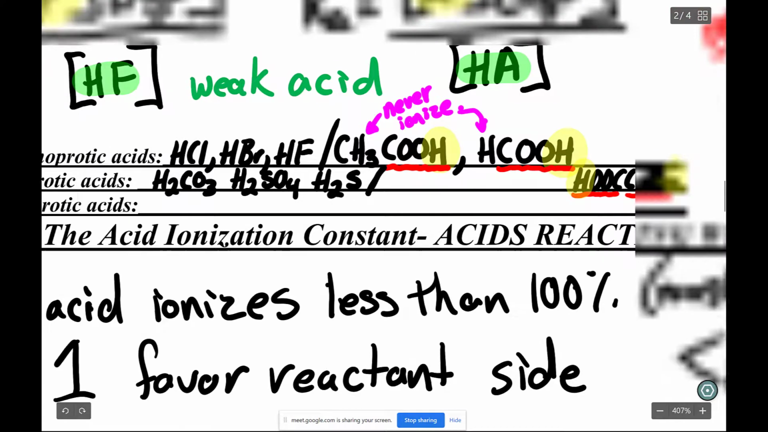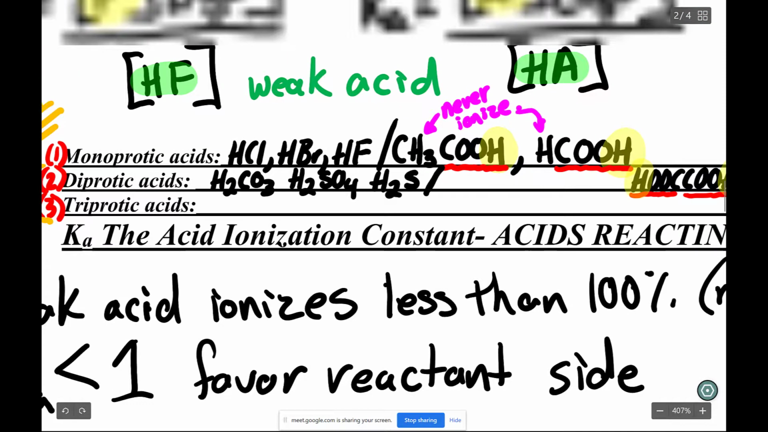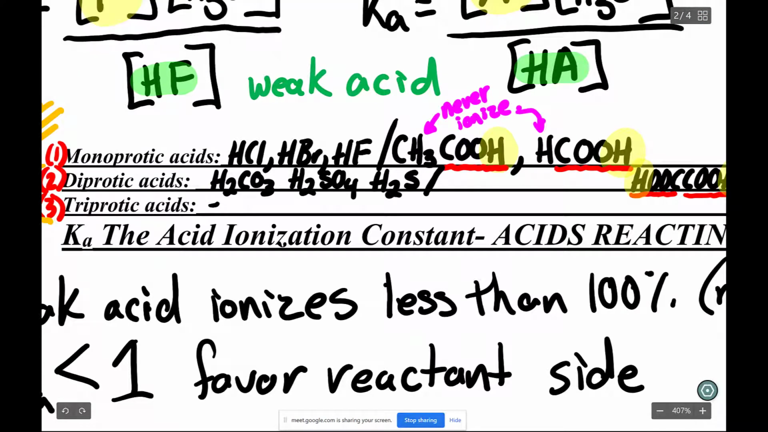Triprotic, of course, would be with 3 hydrogens. So H3PO4 is probably the most common one. You can also have citric acid. Citric acid is quite a large molecule.